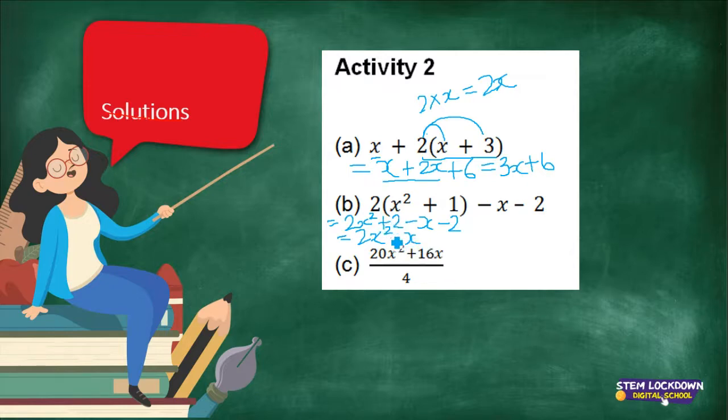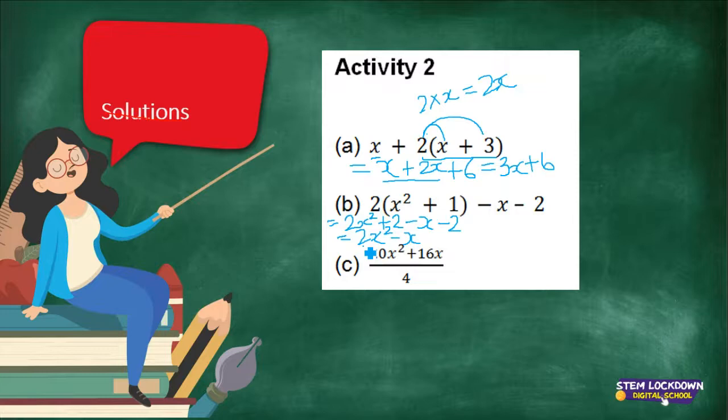Then I have positive 2 minus 2. 2 minus 2, what is your answer? The answer is 0, right? Since it's 0, we actually don't write 0 here. We just leave the answer as 2x squared minus x, right? Okay, so that was simple enough.